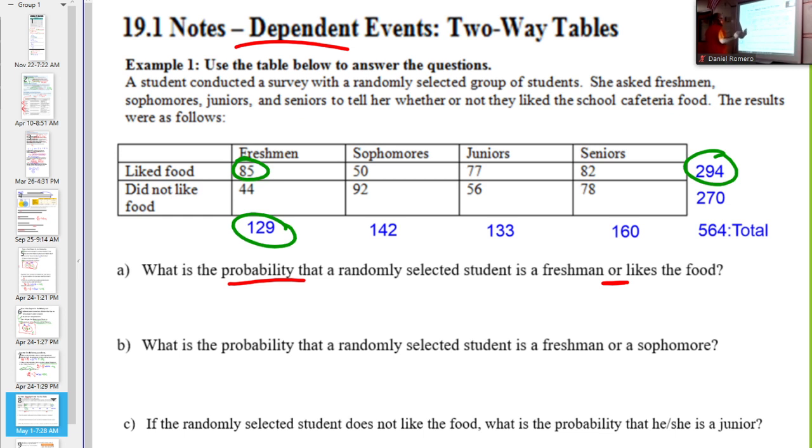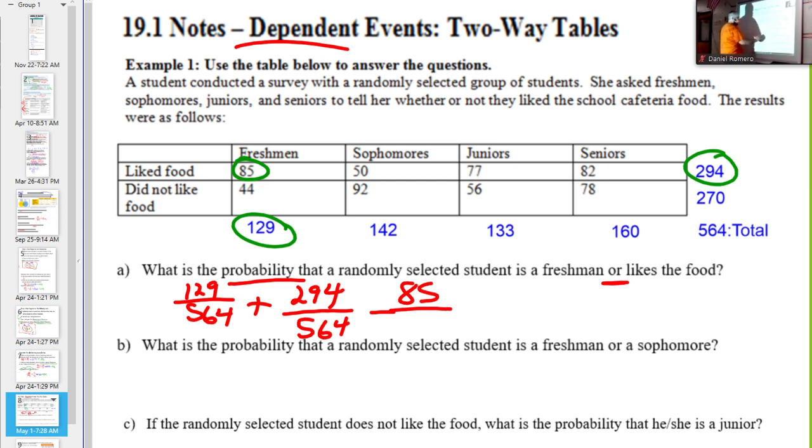How many total freshmen are there? 129 out of how many in total? 564. Plus the second event. How many people like food? How many total people like food? Or probability: plus 294 over 564, minus the ones that you're double dipping, minus the intersection. So we're also going to say over 564, and get off on the denominator. 129 plus 294 minus 85 is 338.